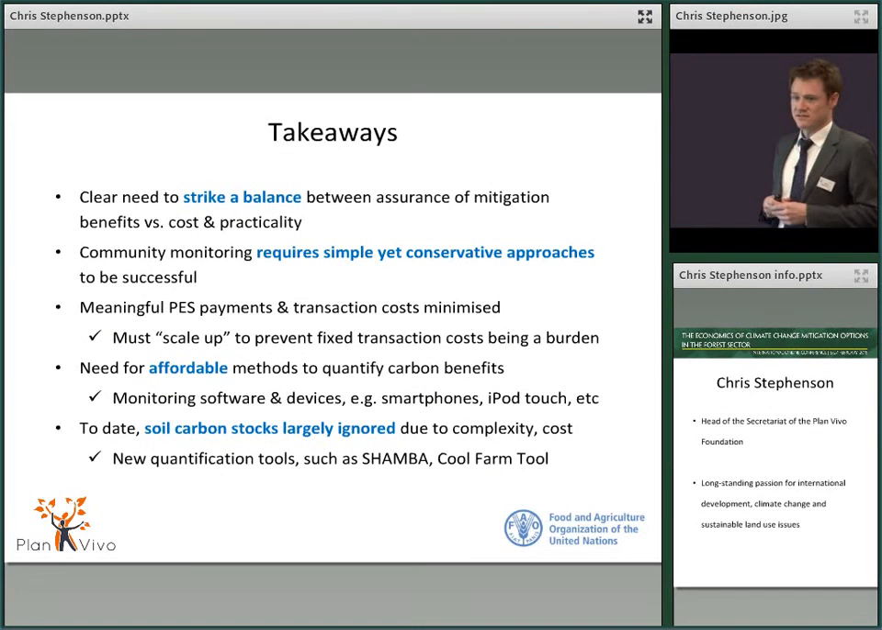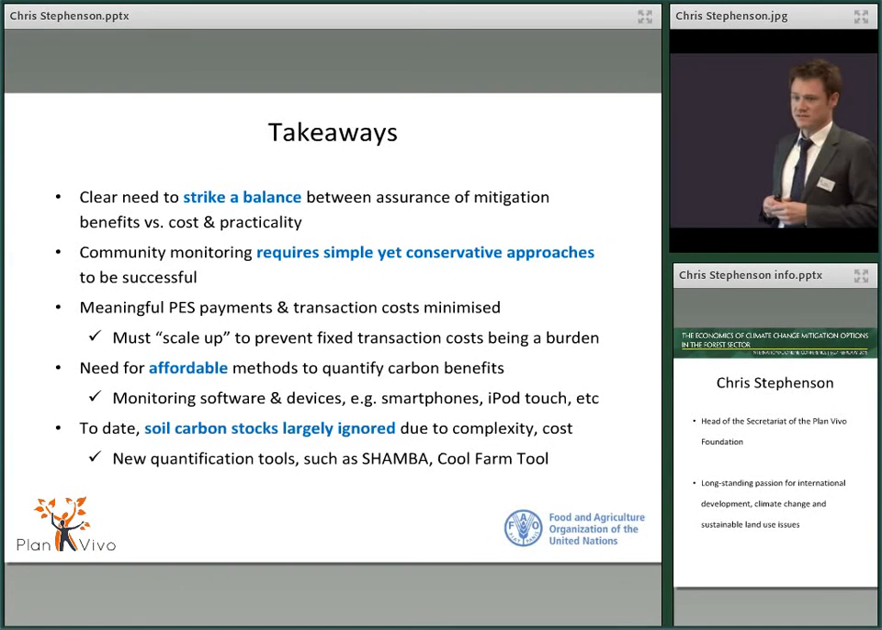If we move on to the next slide, a few takeaways from this brief summary. There's obviously a clear need to strike a balance between the assurance of mitigation benefits to buyers, giving them confidence in what they're buying, versus the costs of any particular interventions, any monitoring protocols, and the practicality of actually delivering that on the ground. Community monitoring requires simple yet conservative approaches to be successful.